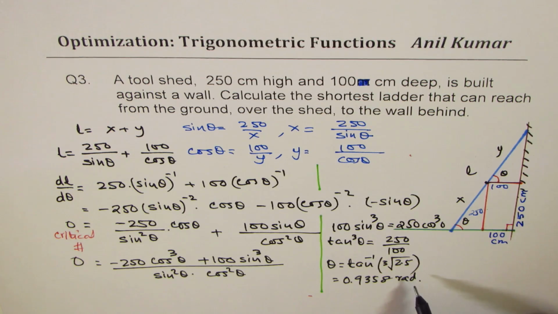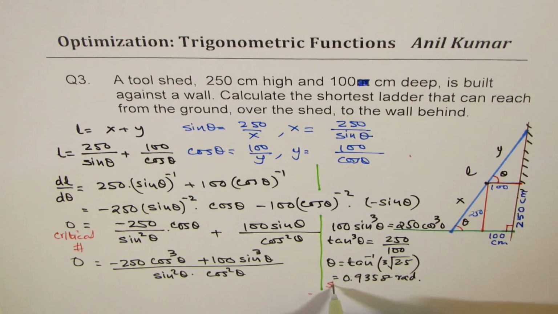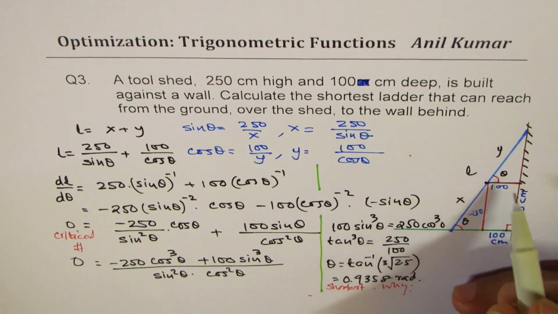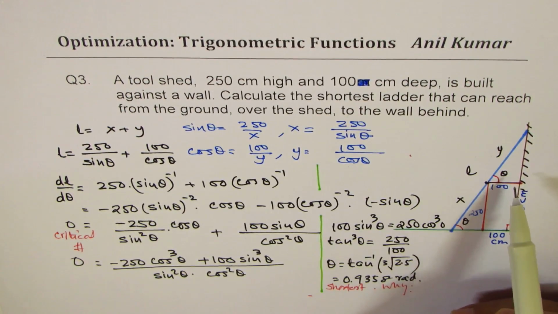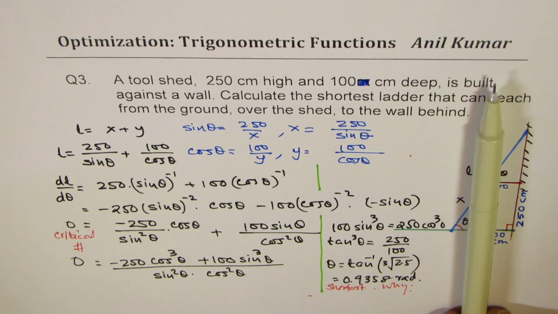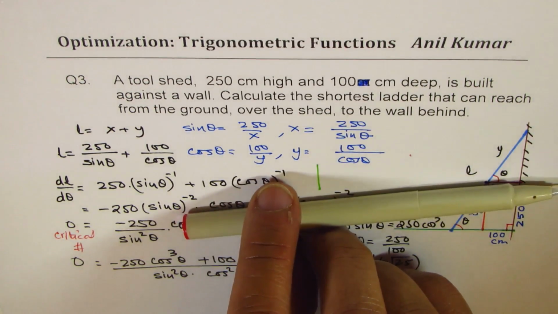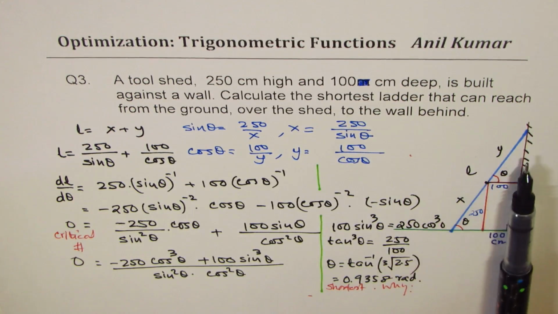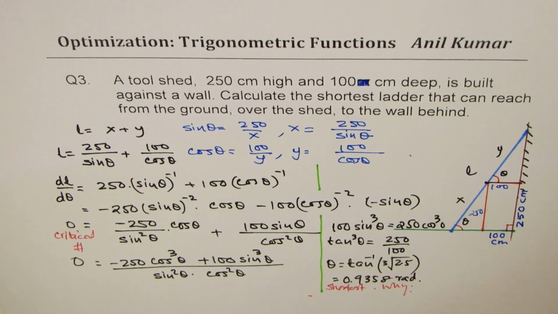Perfect. Okay. Now, we know this is the shortest. Why? Can you tell me? It is the shortest because we have two different extreme conditions. That is to say, we could have a vertical rod, which will be infinitely long, correct? Or we could have a horizontal one, which will be infinitely long. So whatever is the answer is the shortest. That is the logic which I'm going to give for this particular case.